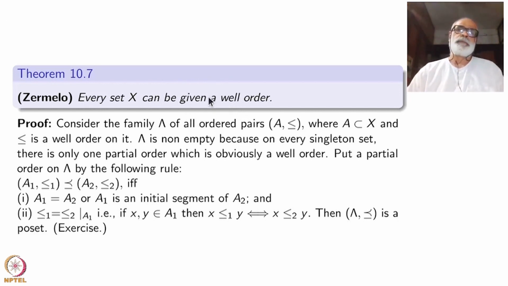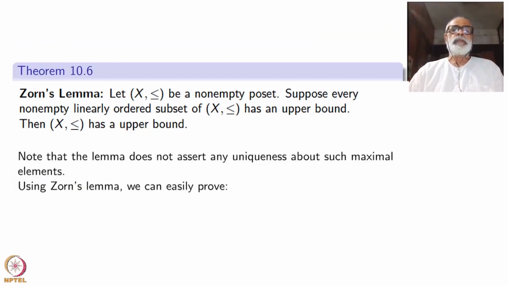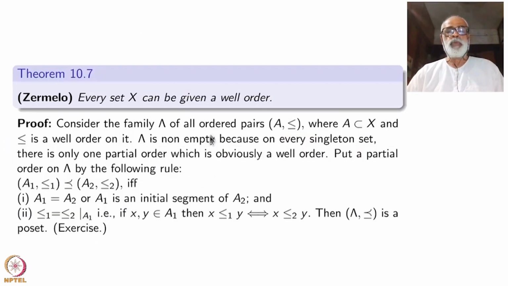To prove this, you can do it independently, but you will have to use the axiom of choice. That has to be there. There is no other independent proof as such, because this statement and Zorn's lemma are both equivalent to the axiom of choice. So we are assuming the axiom of choice in the background. But now what we will do is use this one to prove this one. So that way our task will be simpler.